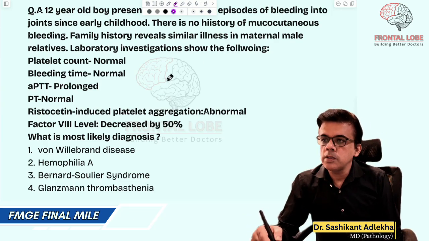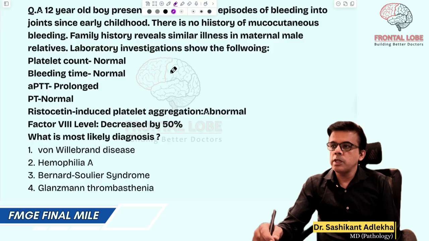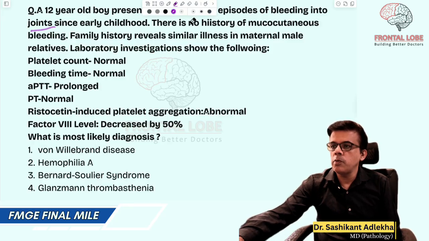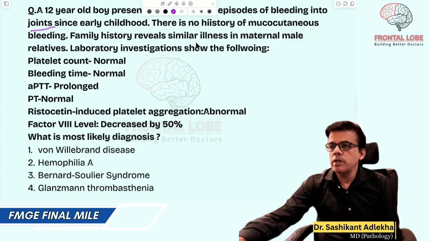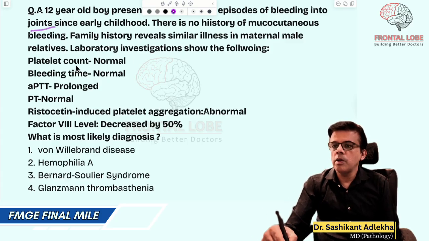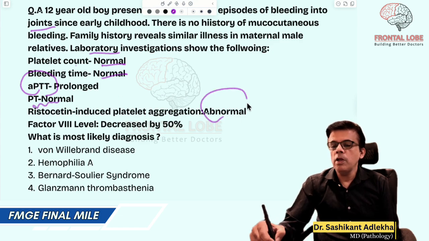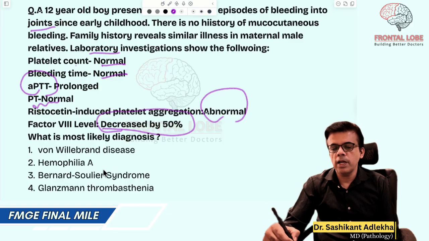Next question. A 12-year-old boy presents with episodes of bleeding into the joint. There is no history of mucocutaneous bleeding. Family history reveals similar illness in the maternal male relatives. Laboratory investigation shows the following: platelet count is normal, bleeding time is normal, APTT is prolonged, PT is normal, ristocetin induced platelet aggregation is abnormal. Factor 8 is decreased by 50%. What is the most likely diagnosis?